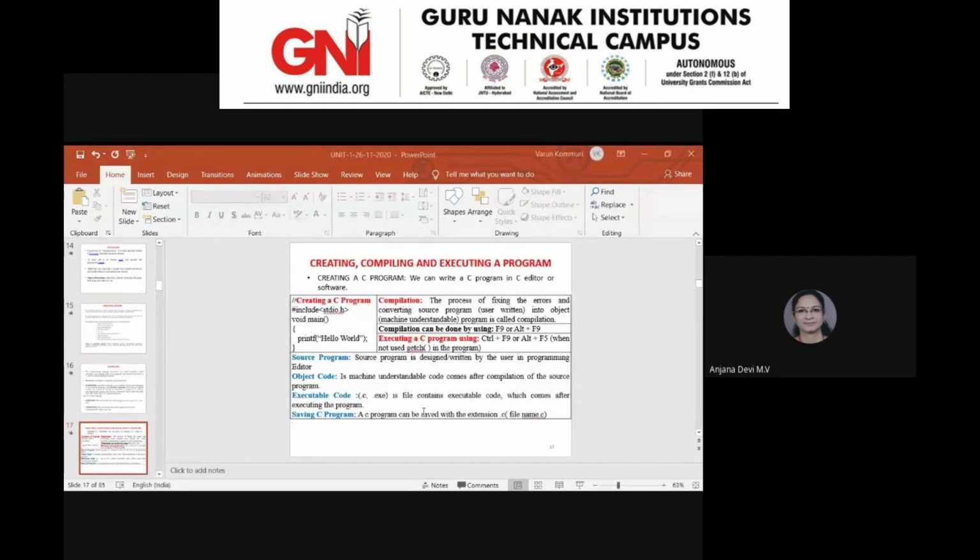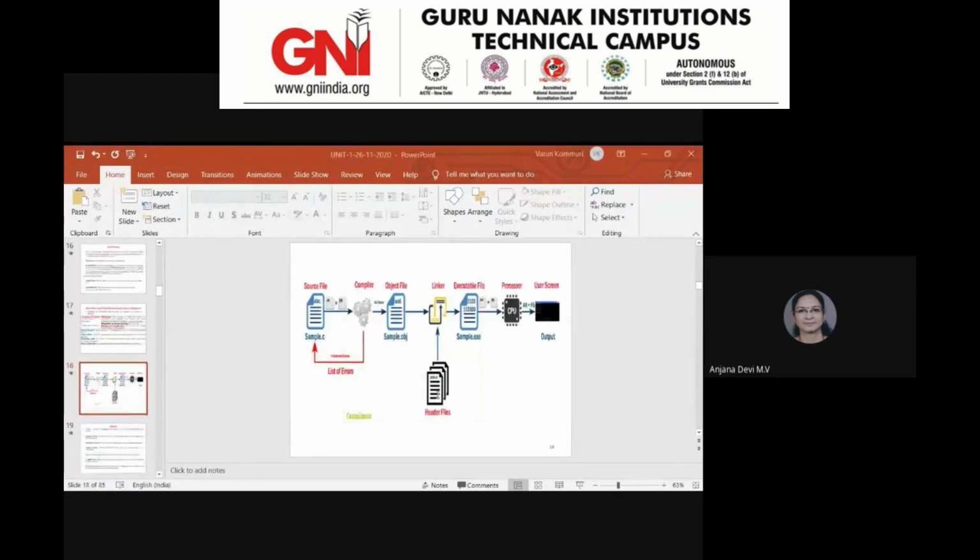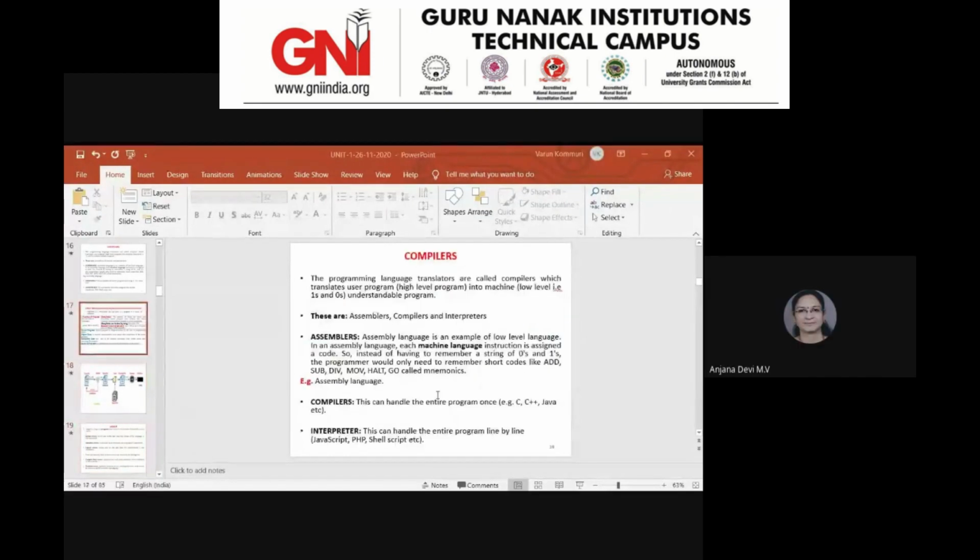Tomorrow let us discuss how to create, compile, and execute a C program. All those things, tomorrow we can discuss, with these diagrams and all those things. Okay.